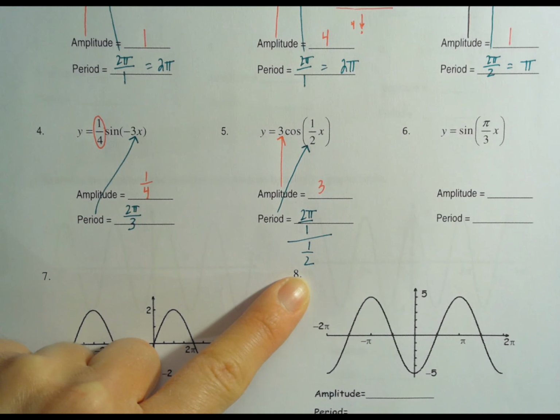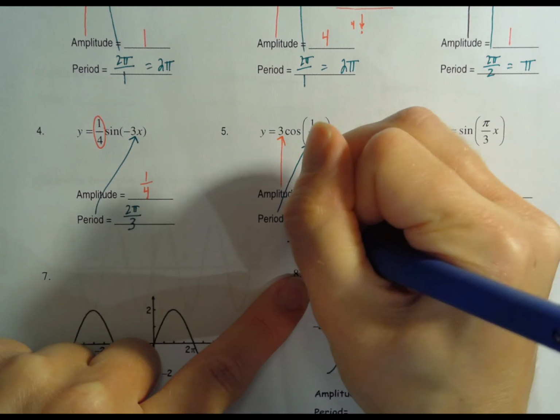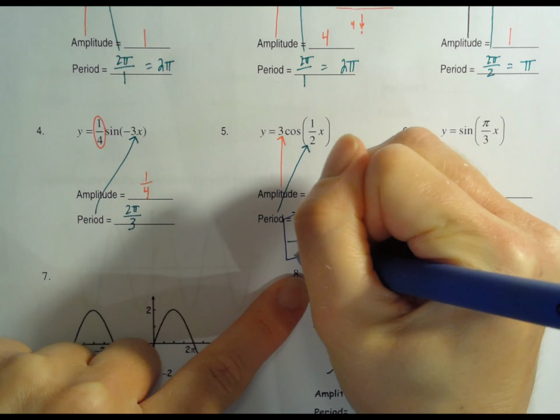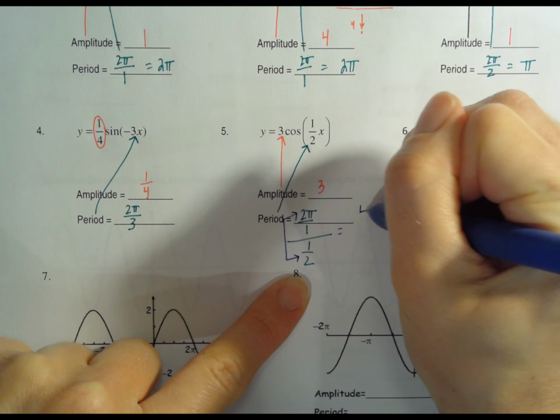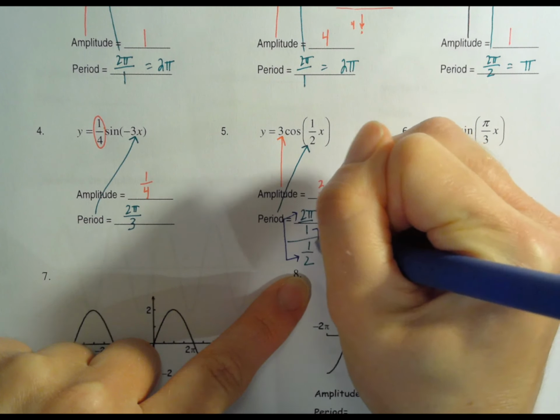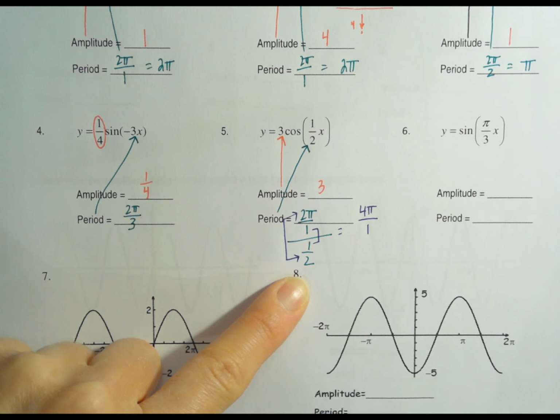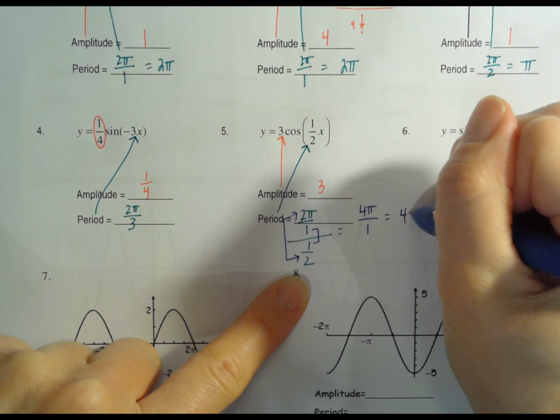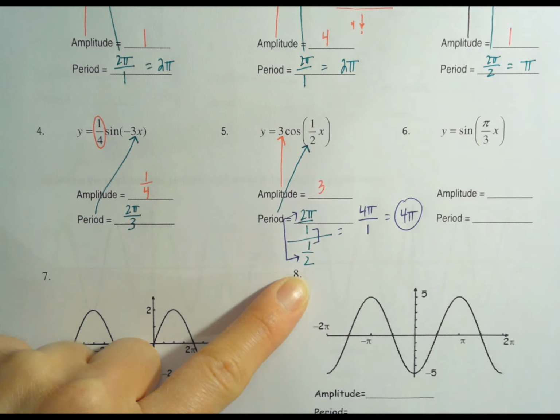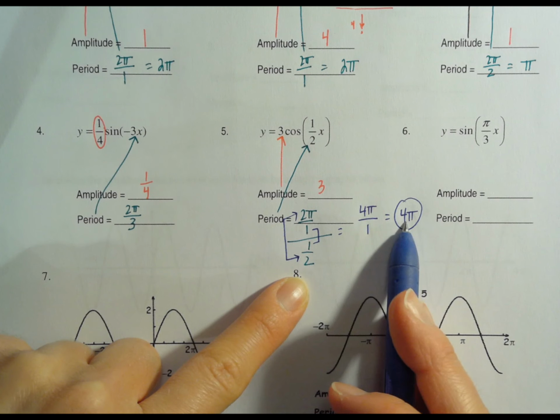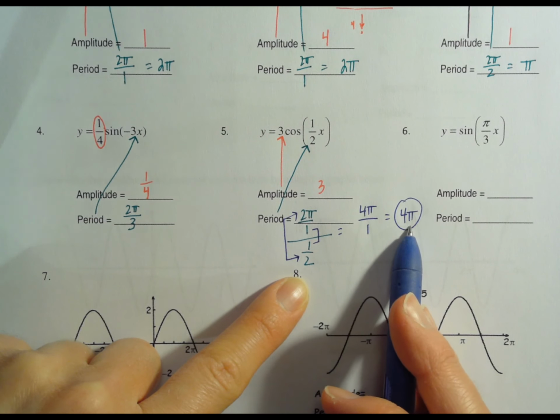The reason why I put the 2 pi over 1 is because we're going to have to do our favorite double-decker fraction here. So the burgers go together, so that creates 4 pi on top, and on the bottom it's over 1. So the period for this function would just be 4 pi. So from 0 all the way to 4 pi, after that, that's when you'll start to see the graph repeat.